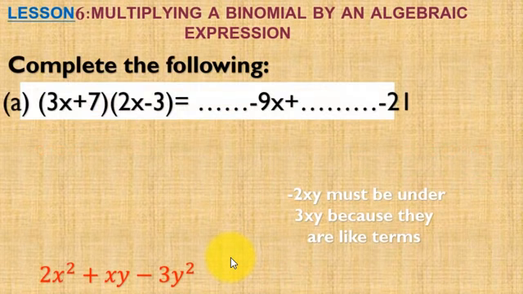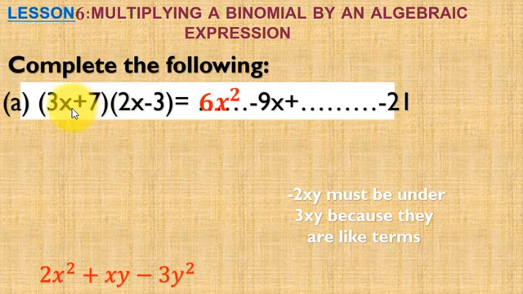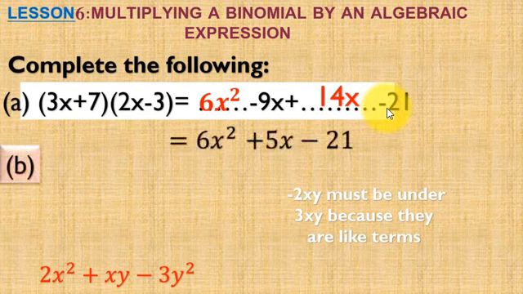Now, my dears, complete the following. 3x plus 7 times 2x minus 3. Firstly, we will multiply 3x by 2x to get 6x power 2. Then we will multiply 3x by negative 3 to get negative 9x. After that, we multiply 7 by 2x to get 14x. Then we multiply 7 by negative 3 to get negative 21. Now it's time to simplify negative 9x with 14x to get positive 5x. So the result will be 6x power 2 plus 5x minus 21.